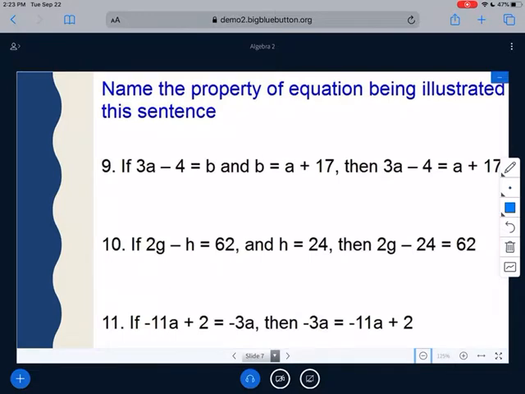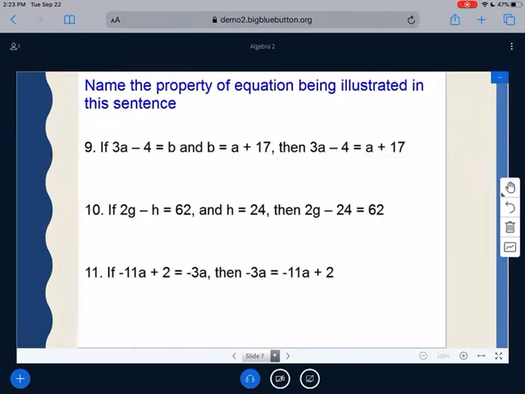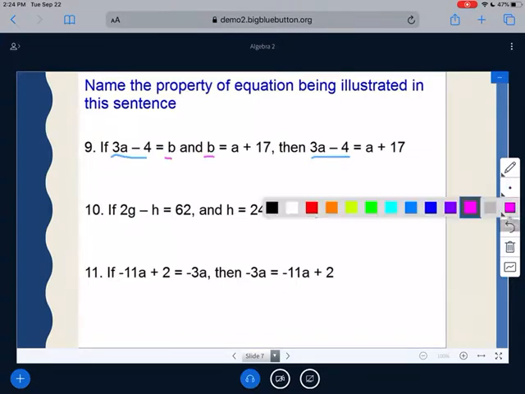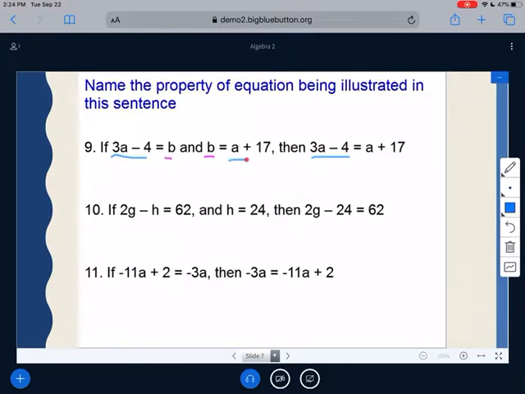Okay, the very last thing we need to look at is just applying that vocabulary from the front page where it talks about reflexive, symmetric, transitive, etc. So in number 9, it says if 3a minus 4 equals b, so here's 3a minus 4, and here's 3a minus 4. We have a b and a b. And b equals a plus 17. Then 3a minus 4 equals a plus 17.